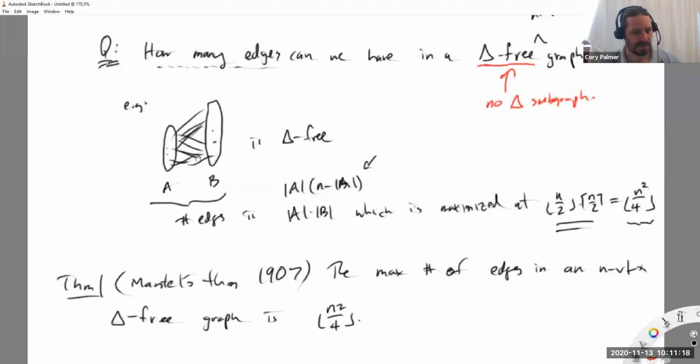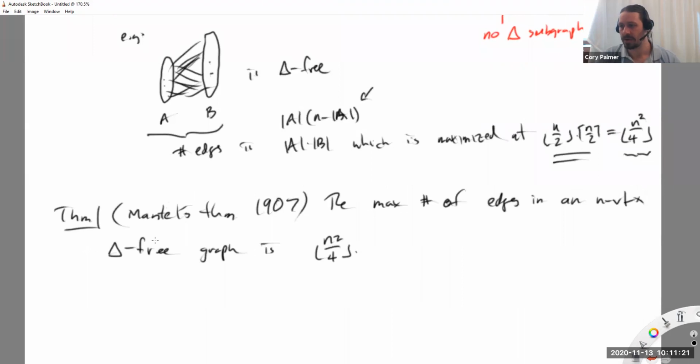Okay. Now, this theorem actually says something extra that we're not going to prove today. We'll prove it on Monday, essentially. It says something more, and this is subtle here. It says the maximum number in a triangle-free graph is this quantity here. So notice that says both that you can achieve this number and that you can't get higher than it. Okay, right? The max literally is this.